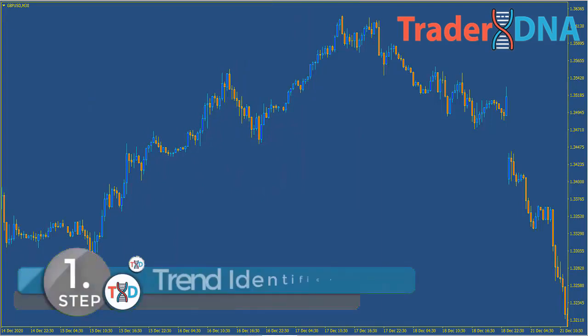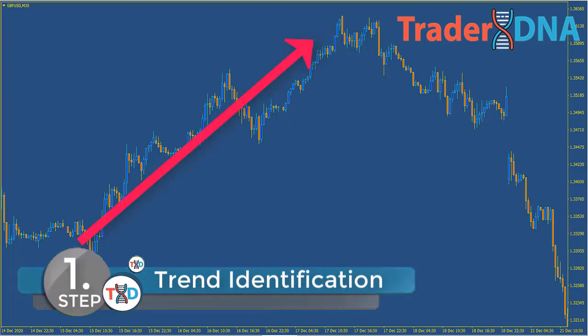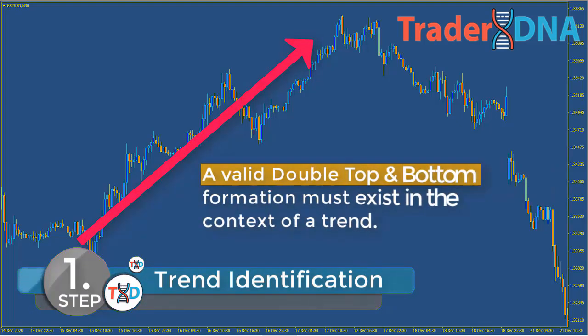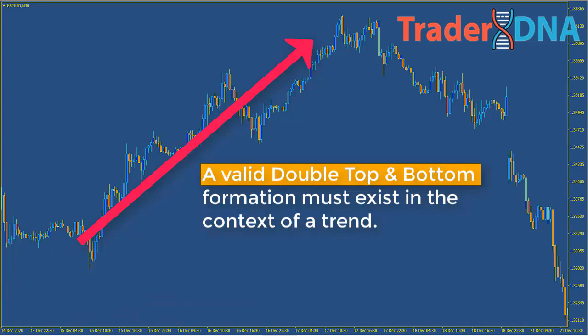Step 1. Trend identification. The first thing you need in order to identify a double top pattern is a bullish trend. You cannot confirm the pattern in the absence of a trend. Although tops and bottoms can and do occur when the market is not trending, a valid double top and bottom formation must exist in the context of a trend.